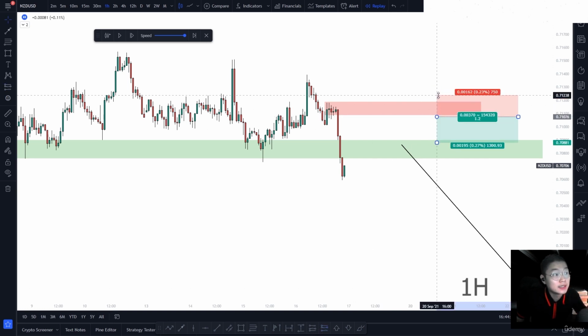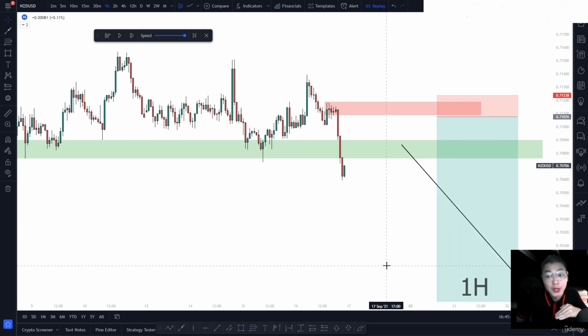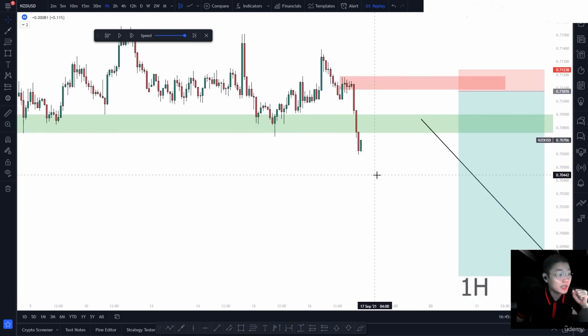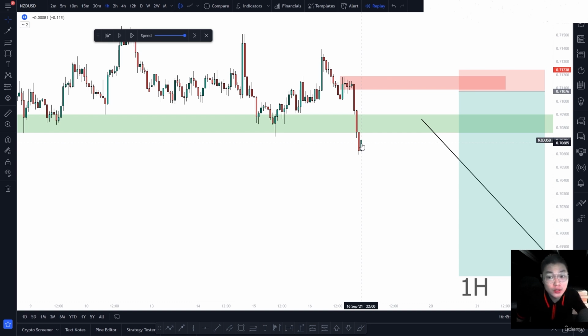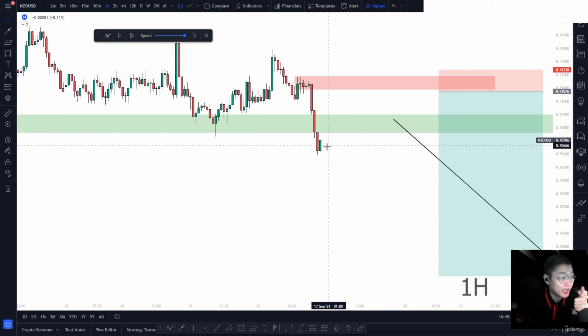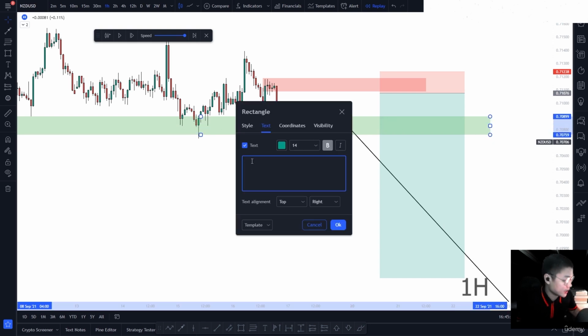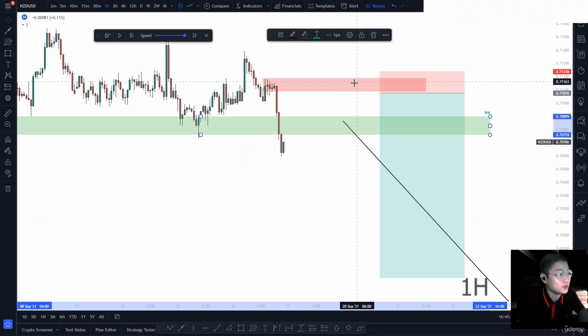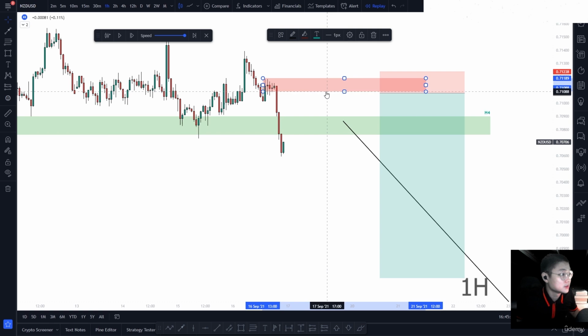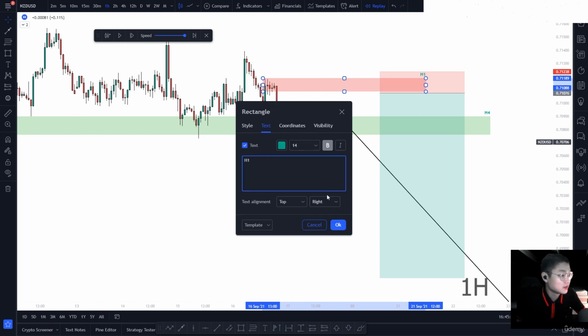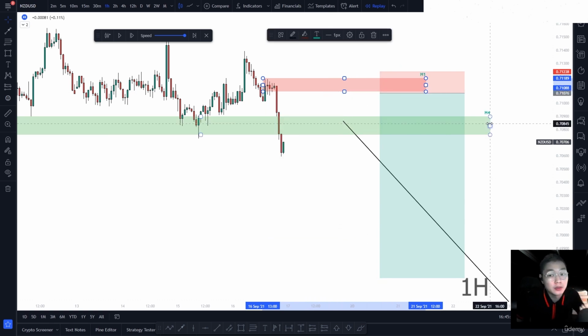So you can set a limit or stop order at this level and a stop loss somewhere below the market. And now on the 1 hour, you can see the market already has some candle pullbacks again into the demand zone of the 4 hours. I will mark the information to make it easy to follow. And here is the demand zone of 4 hours. Here is the supply zone of the 1 hour.